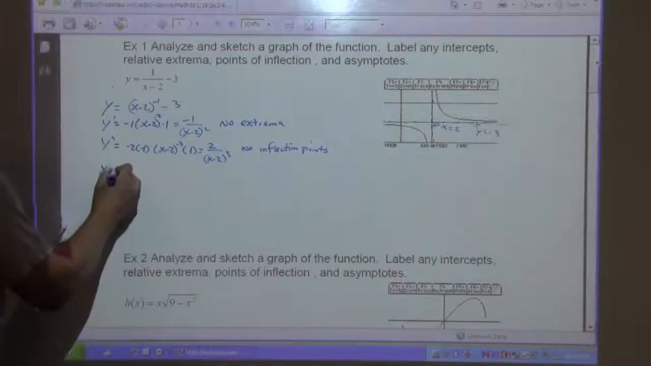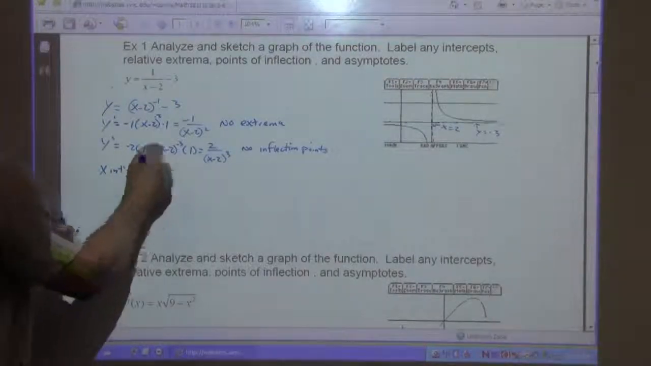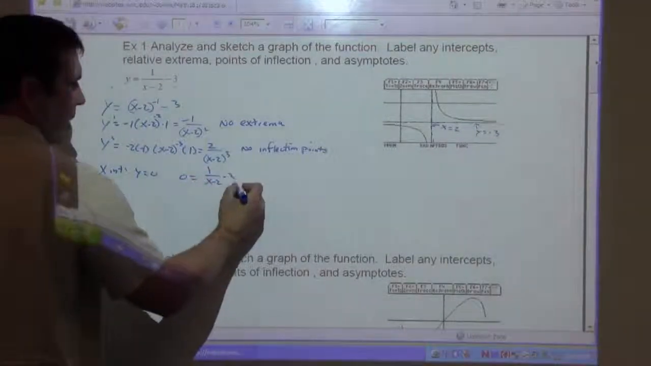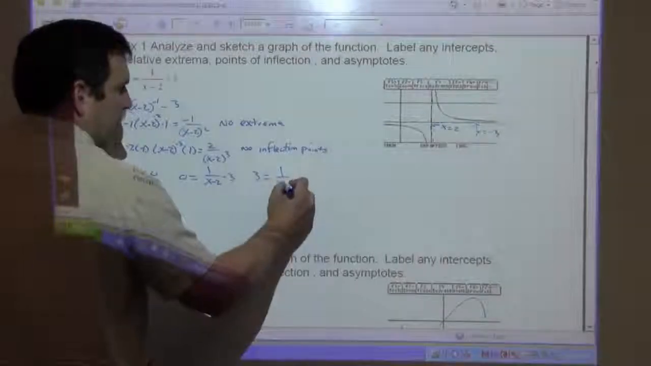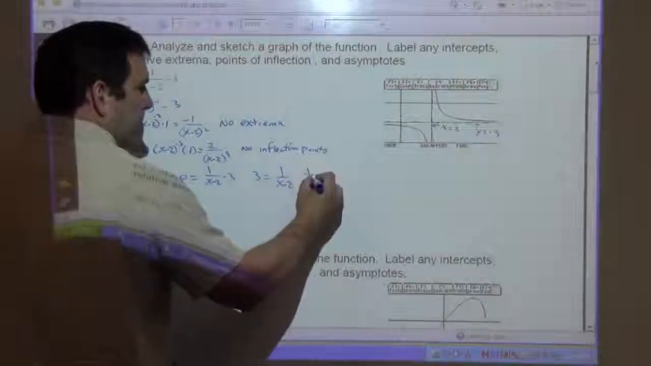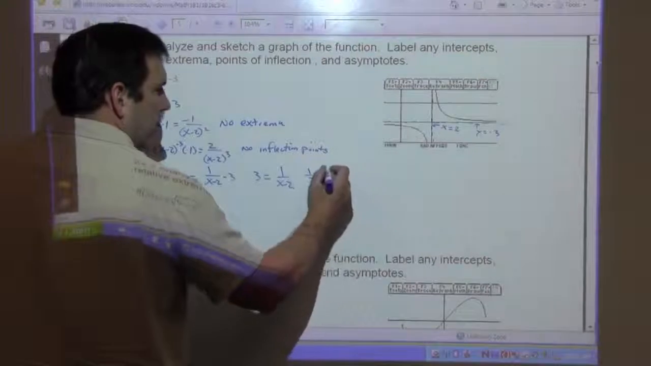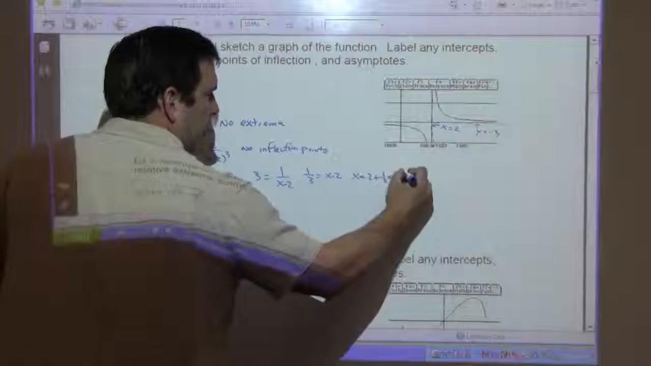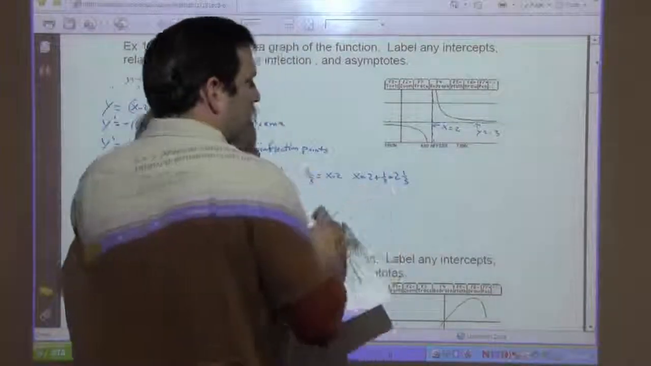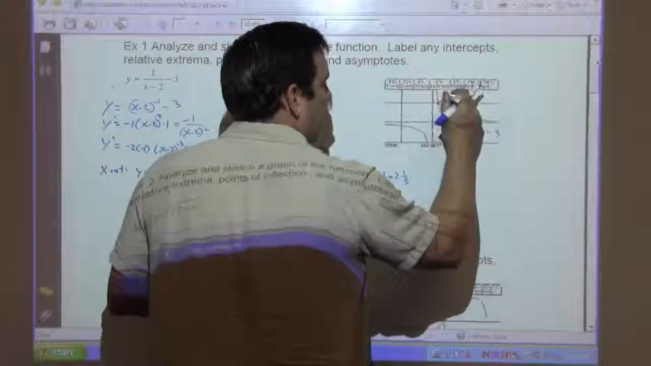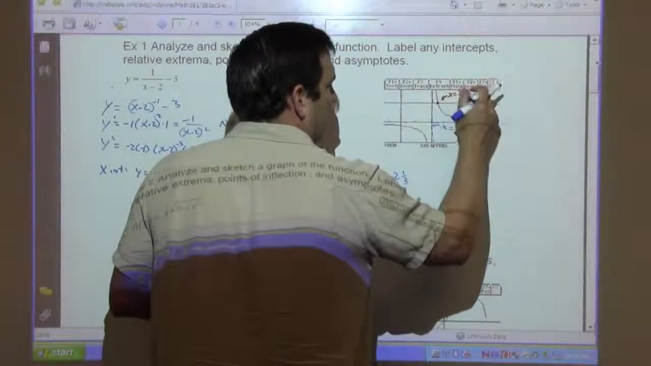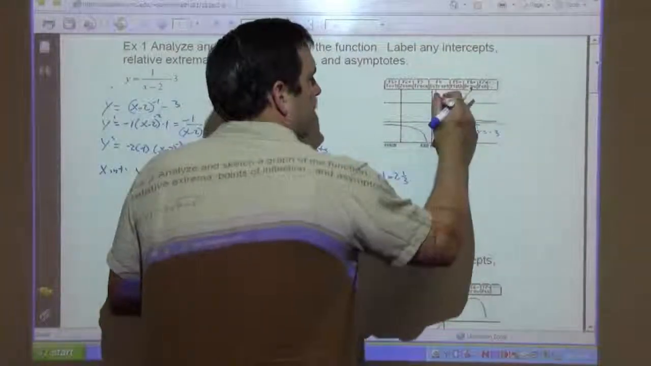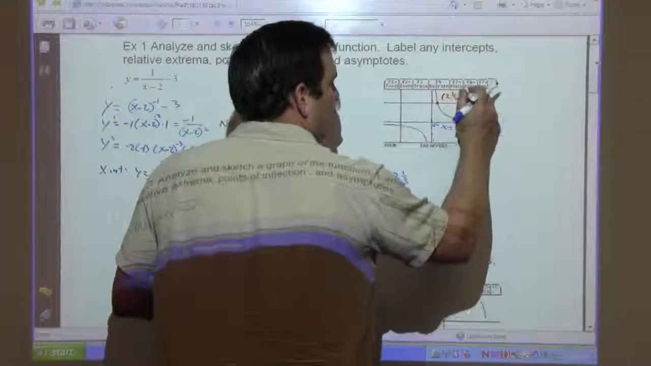Now let's look for x-intercepts. That's going to be where y is 0. So if we put 0 in here, 0 equals 1 over x minus 2 minus 3. So 3 equals 1 over x minus 2. If we flip both sides, 1/3 equals x minus 2. So x equals 2 plus 1/3, or 2 1/3. And that's what we have here. This point here would be x equals 2 1/3. That's that point. Or should I call that point maybe 2 1/3, comma 0.